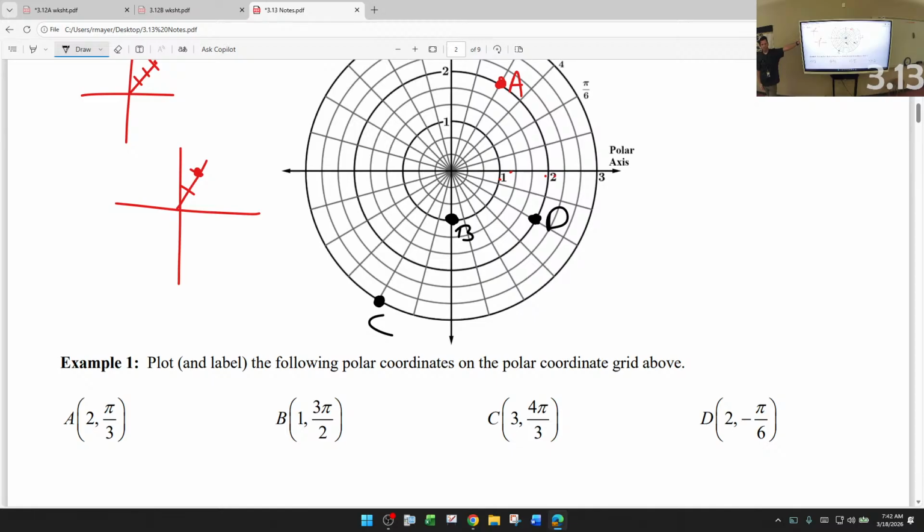They're going to give you the angle, and they're going to tell you how far out to go. Those are polar points.